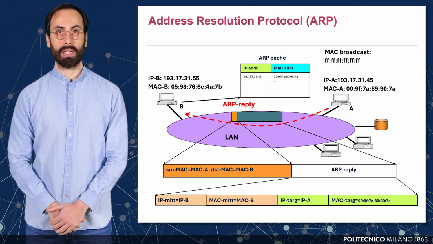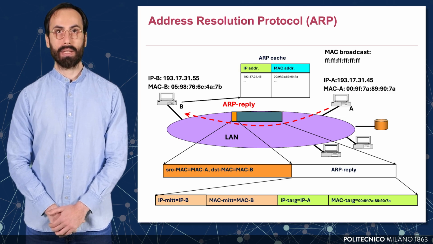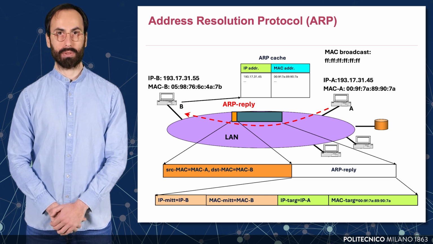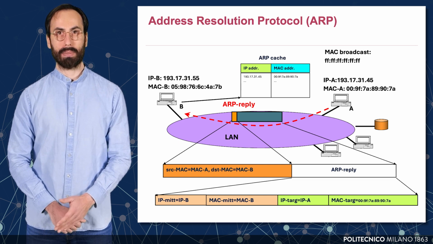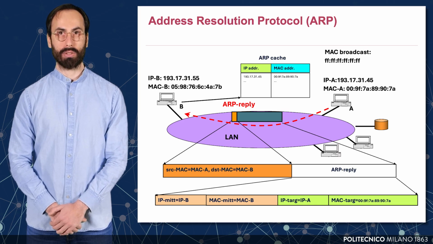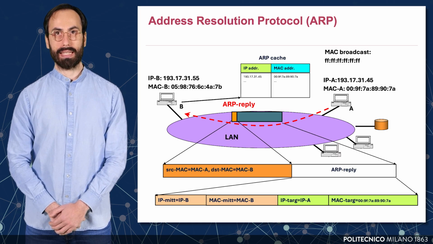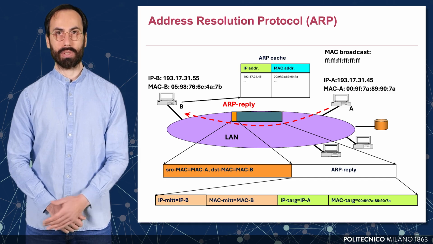Inside the ARP payload, we see that the sender IP and MAC are host A's, while the target fields now contain host B's information. Upon receiving the reply, host B updates its ARP cache with the IP to MAC mapping of host A, completing the resolution. Host B can now send packets directly to host A at the data link layer, enabling end-to-end communication on the LAN.